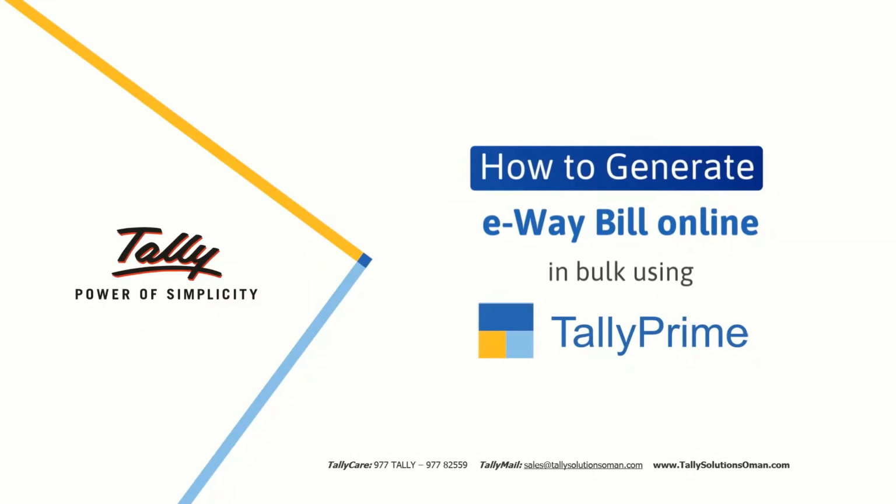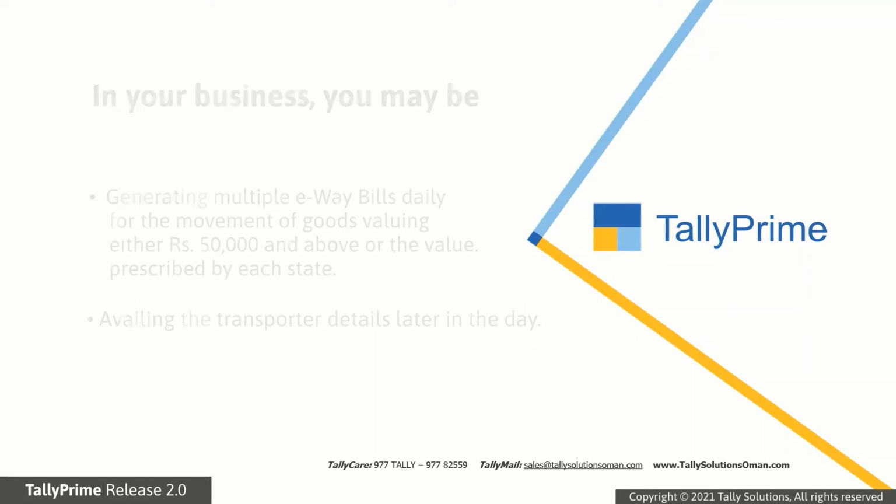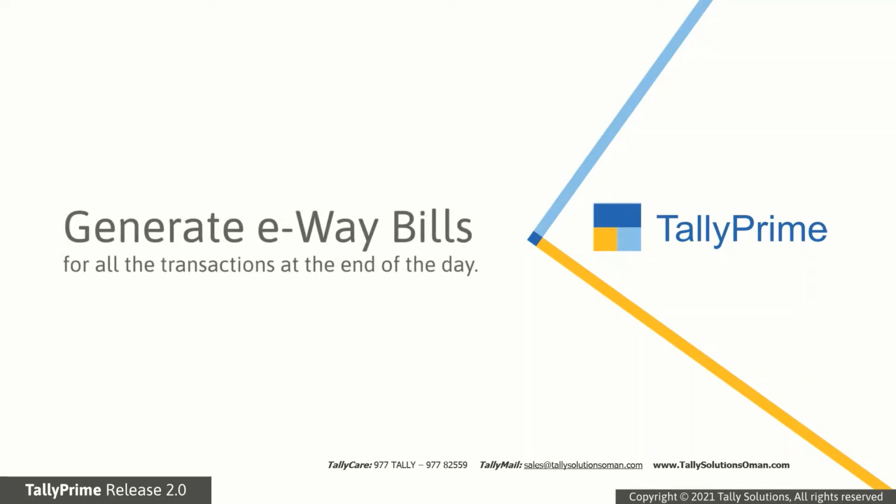In this video, you will learn how to generate multiple e-way bills online in bulk using Tally Prime. You may be generating multiple e-way bills daily for the movement of consignments worth either Rs 50,000 or more, or the value prescribed by each state. You may be availing the transporter details of all the consignments later in the day. And therefore, you would want to generate e-way bills for all the transactions at the end of the day.